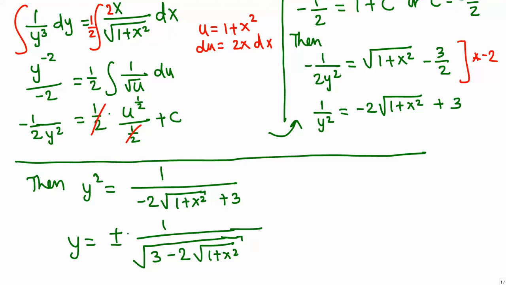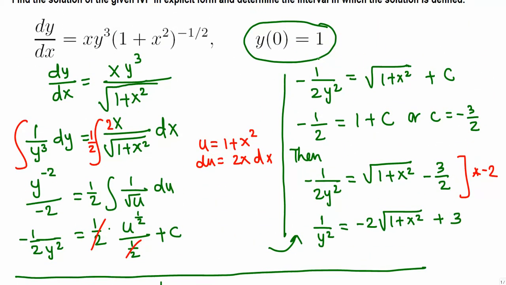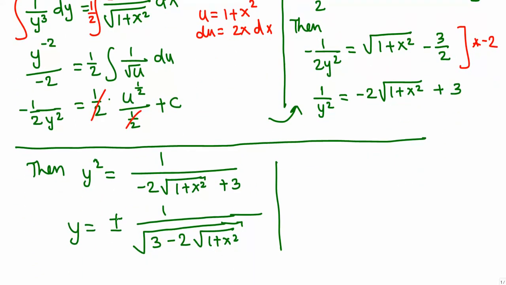Okay, now this is the solution, but we need to determine which sign works, either plus or minus. To determine that, we need to use the initial condition again. As we know, the initial condition was y at 0 equals 1. So we have to get y value positive. Look at here, y at 0 equals positive 1. So to get positive value, we need to choose positive here.